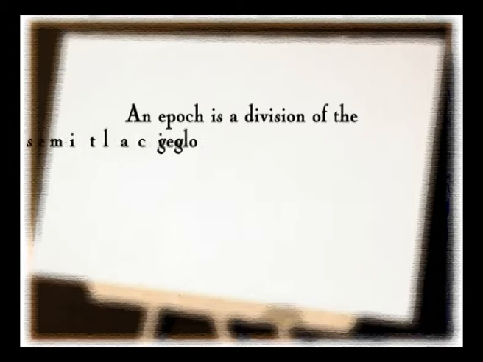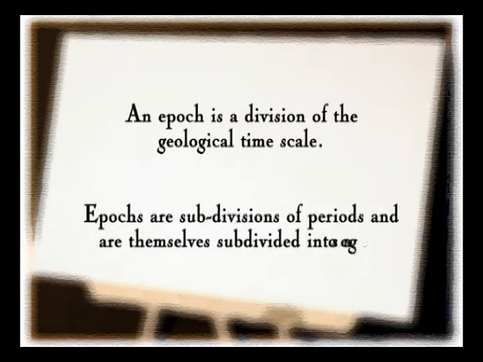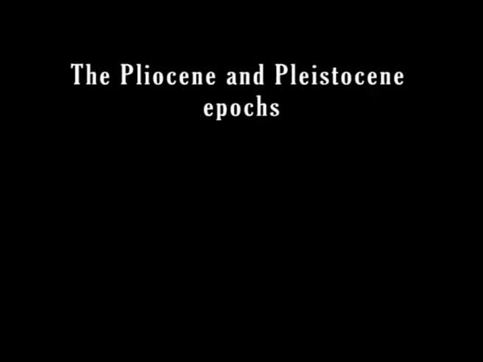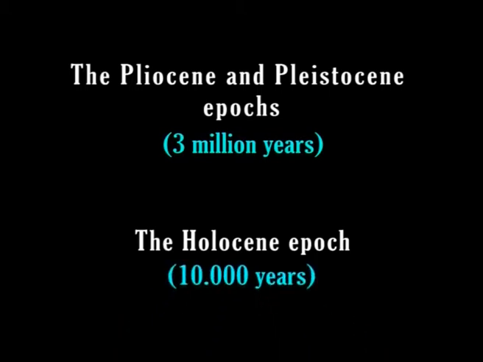An epoch is a division of the geological time scale. Epochs are subdivisions of periods and are themselves subdivided into ages. The time span of an epoch can differ, but is usually between 50 and 5 million years. The youngest epochs of the geologic time scale are even shorter. The Pliocene and Pleistocene epochs lasted less than 3 million years, and the Holocene epoch lasts only 10,000 years.